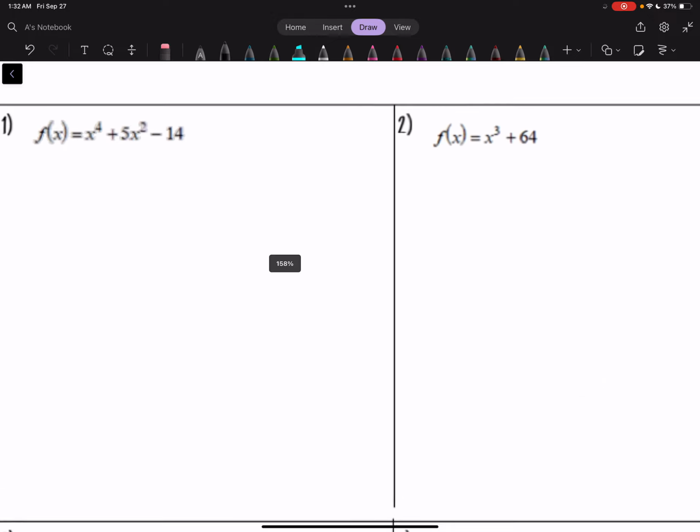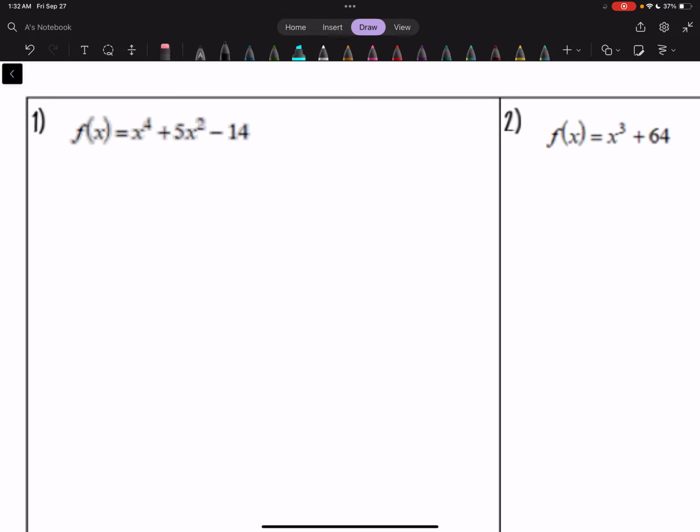Alright, number 1. x to the 4th plus 5x squared minus 14. Factoring this, I want the factors of 14, which are going to be 1 and 14, 2 and 7. Let's see, 3 does not work, 4 does not work, 5 does not work, 6 does not work, 7 does, but it's back to this, so I'm finished.